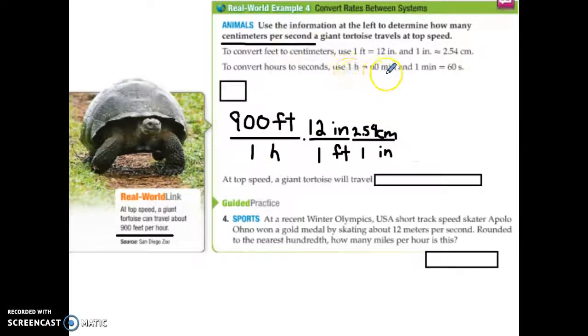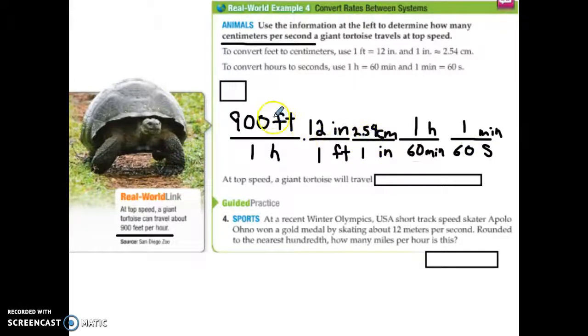And now I got to turn hours into seconds. Well, first it tells me 1 hour is 60 minutes. So hours is on the bottom, so I put it on top. One hour is the same as 60 minutes. And now I want to take minutes and turn it into seconds. So minutes is on the bottom here, so I got to put it on top. I want to end up with seconds. So 1 minute is equal to 60 seconds.